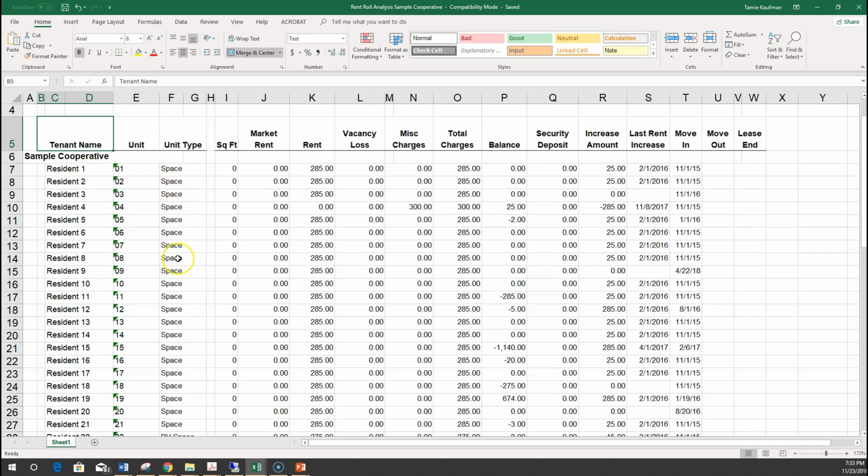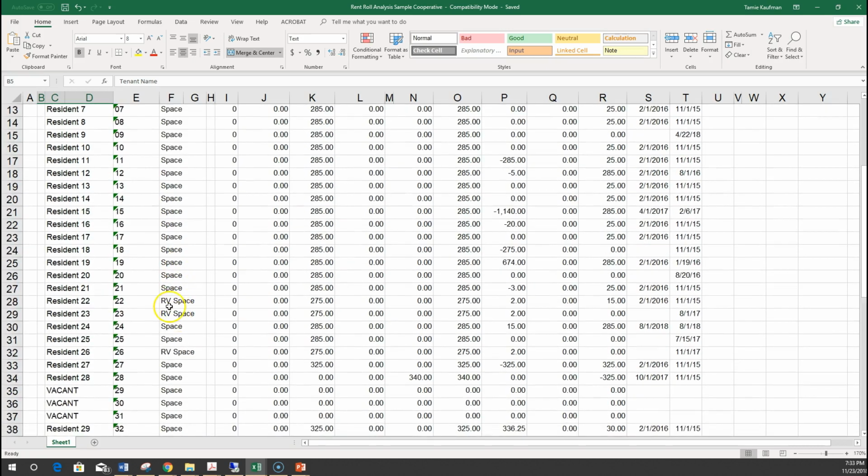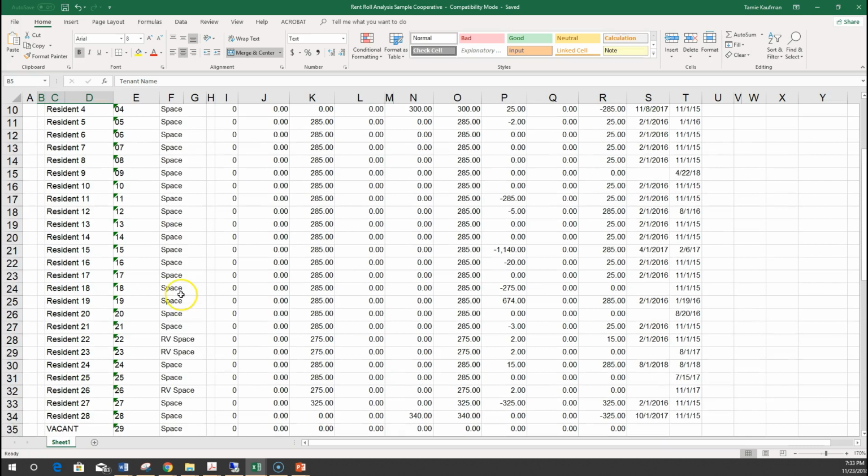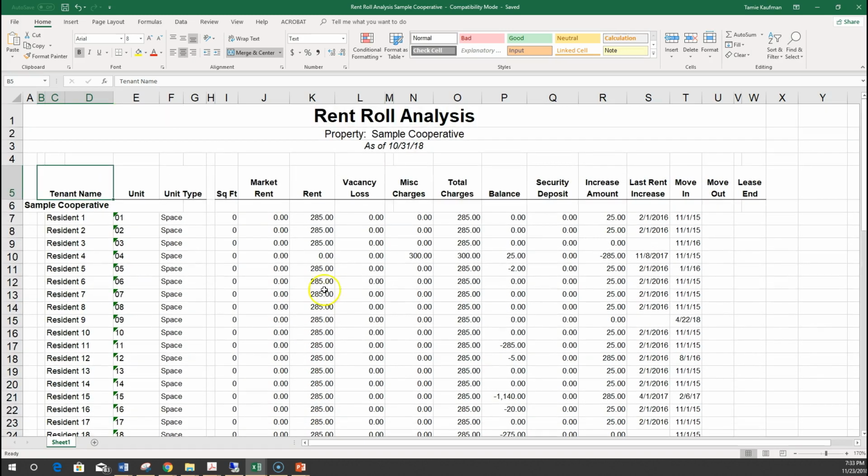It has a unit type. Now, in this particular community, you've got an RV space and a space, and you'll see that quite frequently in our communities where we'll have the differences, and a lot of times there's a differential in rent amounts. So if you look here, they're $275 and $285, and this particular space is $325. So they have some sort of differential of the different spaces, and that's why there's a change.